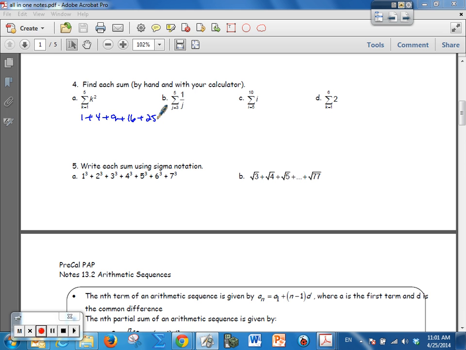And I have to stop now. Do we see exactly why I have to stop? I have to stop because I've gotten to the last term number that they've asked me to add. So then I add all that up, and I get 55.